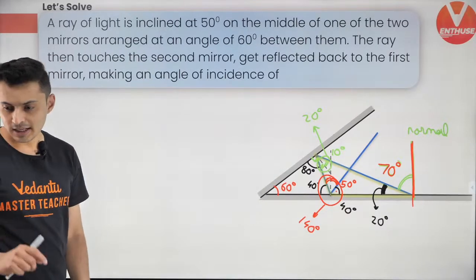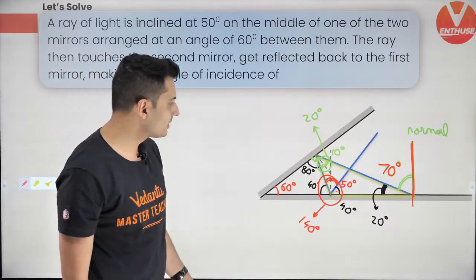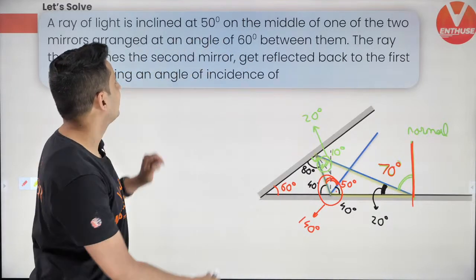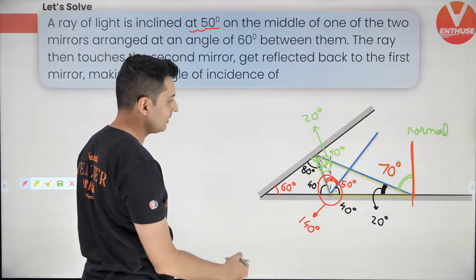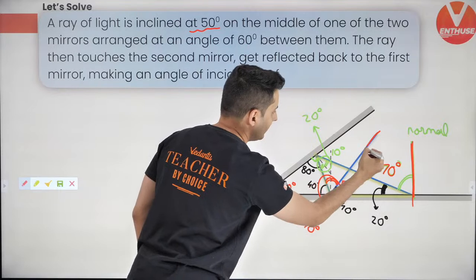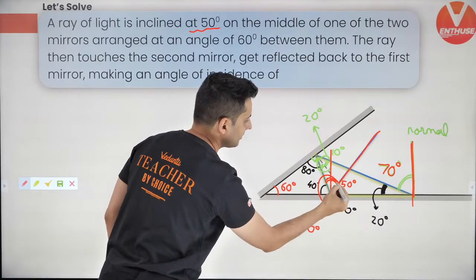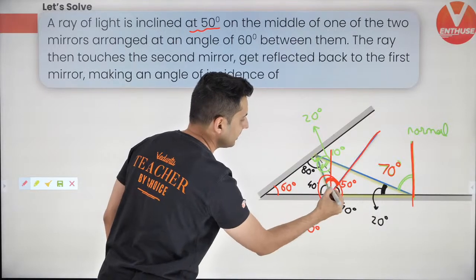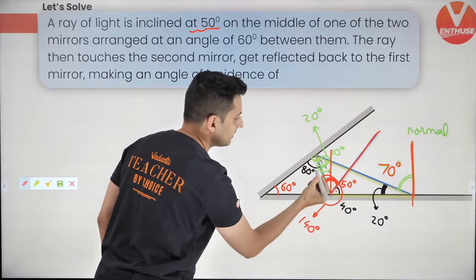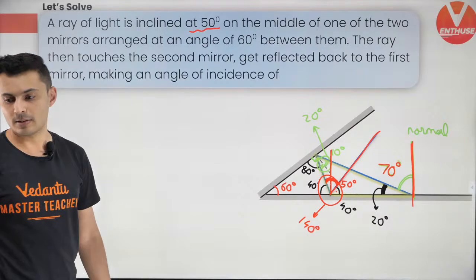Correct. Can I explain how you located 50 degrees? 50 degrees is already given in the question. So if this is the incident ray, this is the normal, then this angle is 50. So this is also 50 because it is reflected. Incidence is equal to reflection. I hope that is clear, Pravenshi.